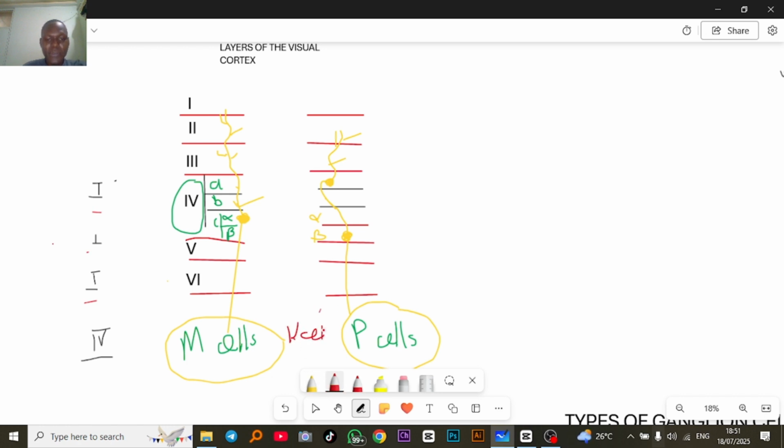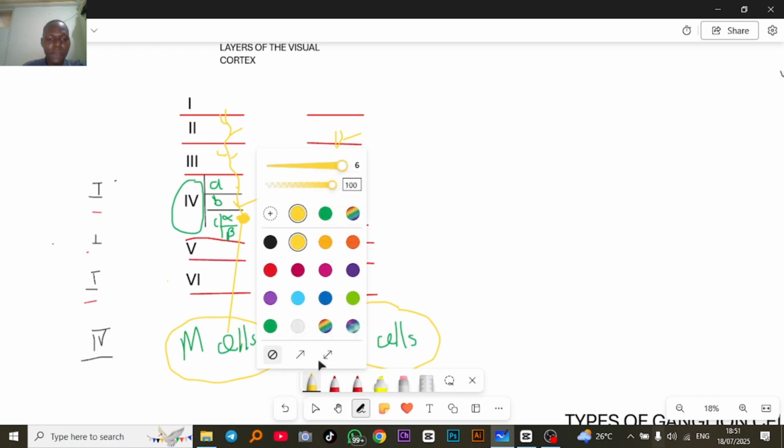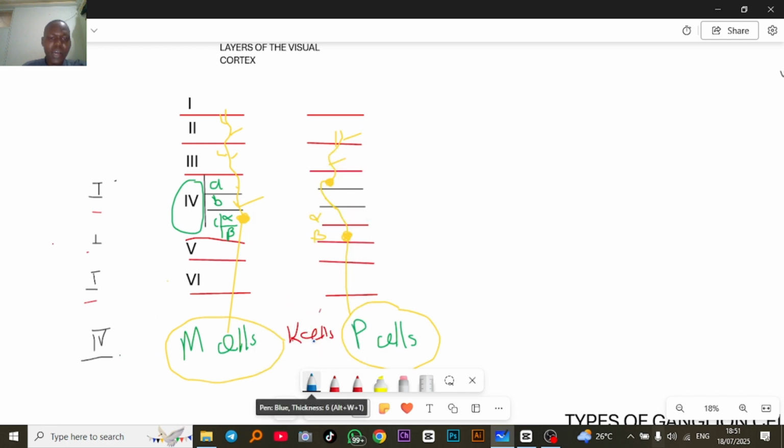How about the K cells? According to your books, they terminate mainly in layers 1 and 2. However, some of them can go to layer 4A first, then project into layers 1 and 2 mainly. You get the point? That's where we have the K cells within the visual cortex. So that's the arrangement of the visual cortex.